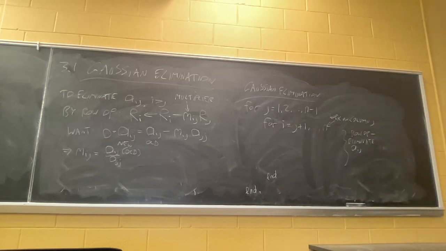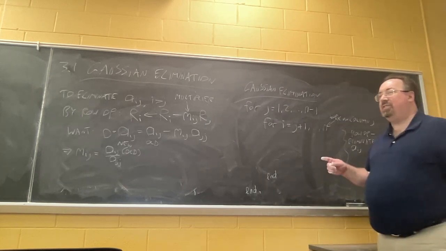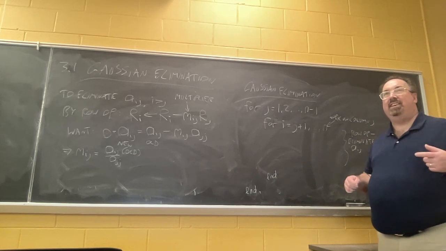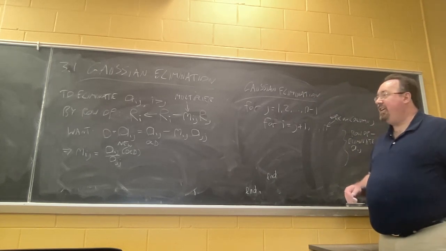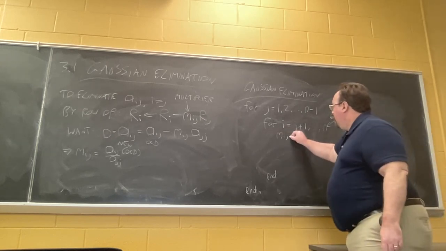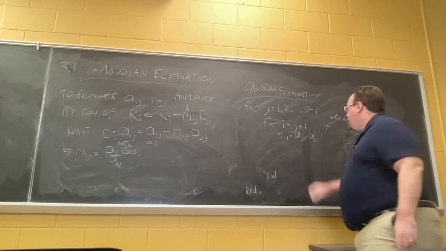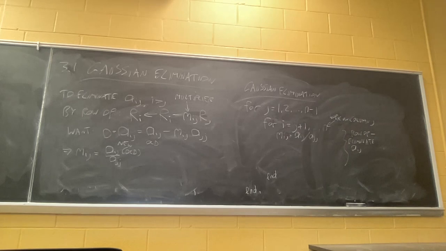So what do we need to know to perform a row operation? We need to know what row we're targeting, what row we're subtracting from it, and what the multiple is. Well, we know what row we're going after, i. We know what row we're using to get it, that's j. And now we'll put in the formula for the multiplier. That's a_ij over a_jj.